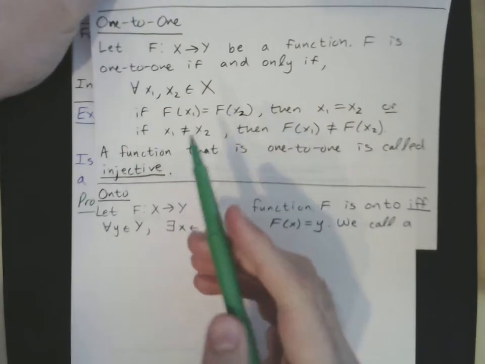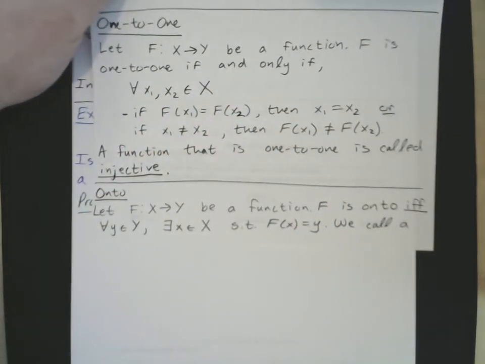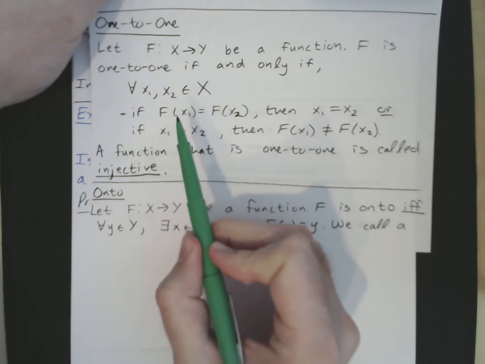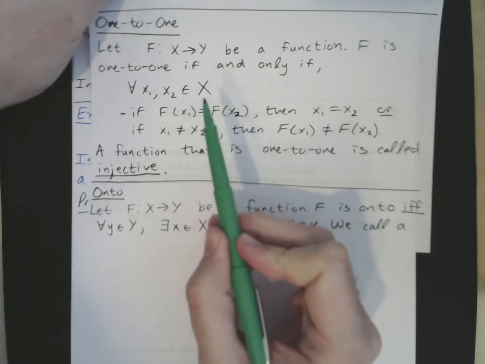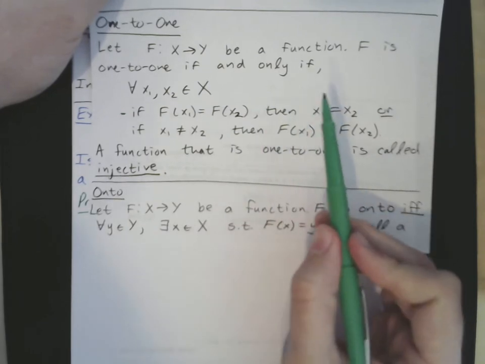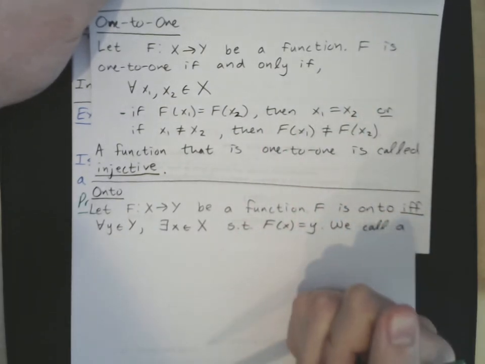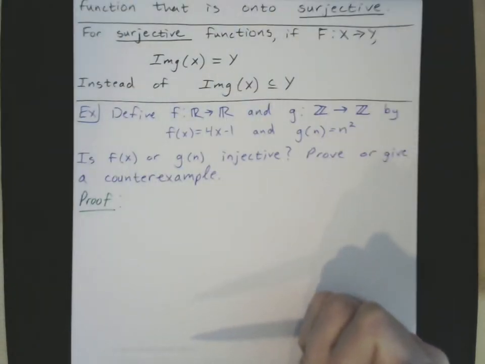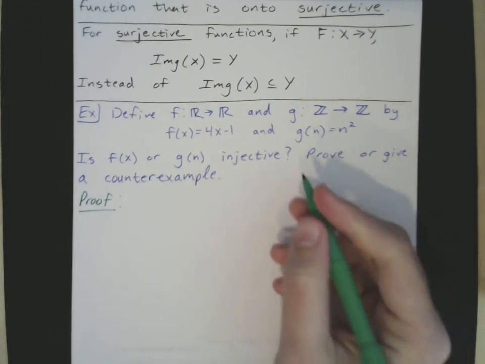And I'm going to use this first property right here. So I'm going to allow two elements to have their function values be the same thing, and I need to prove that those elements then need to be the same number. So it's a lot simpler than it sounds.